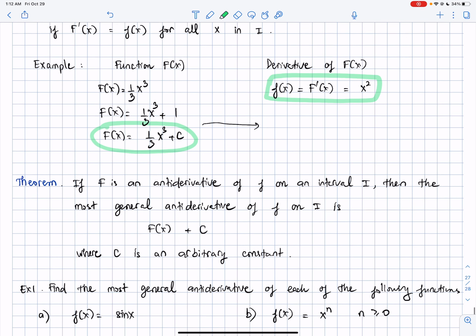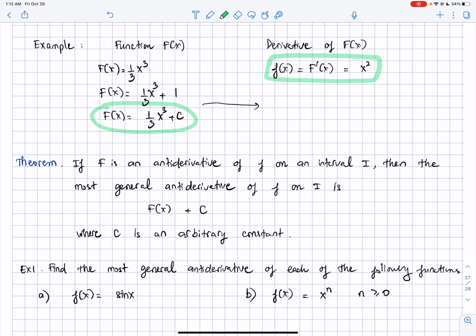We have the theorem below. If the function big F is an antiderivative of f on the interval I, then the most general antiderivative of function small f on I is big F of x plus c, for c any arbitrary constant.